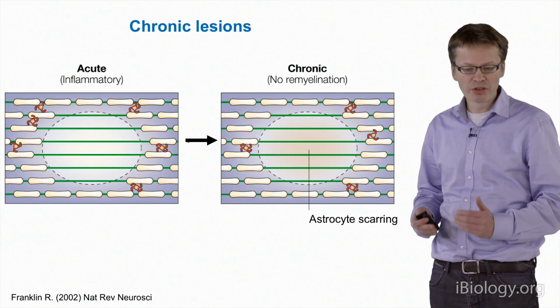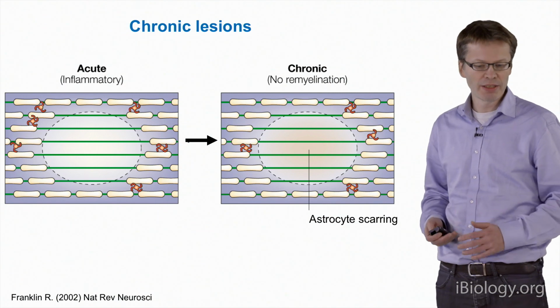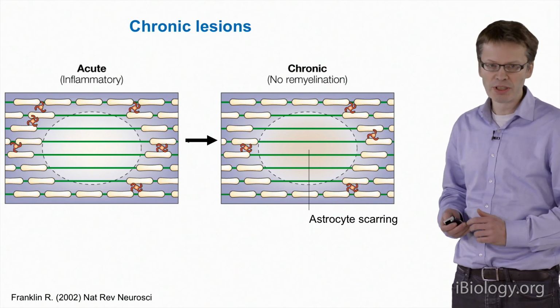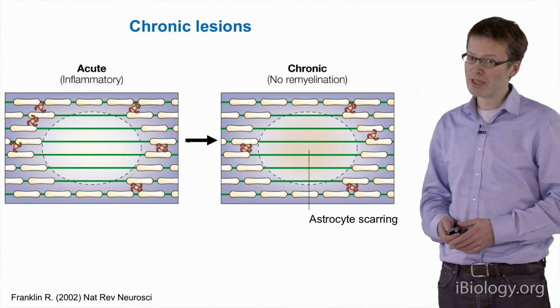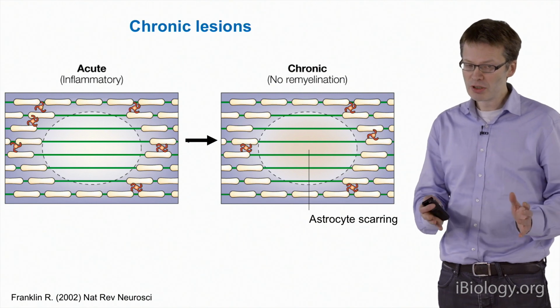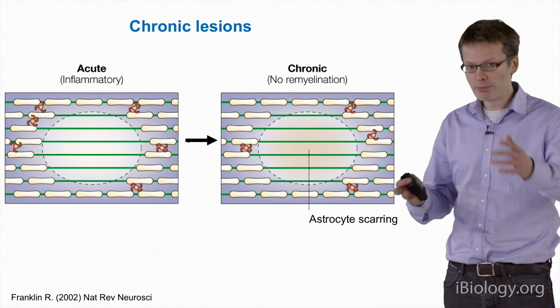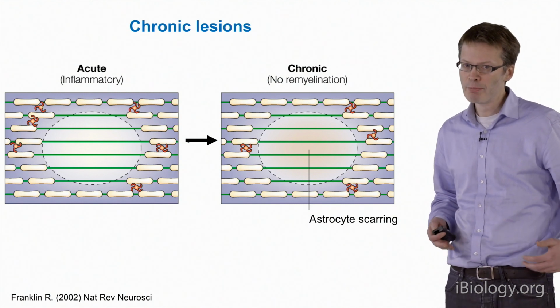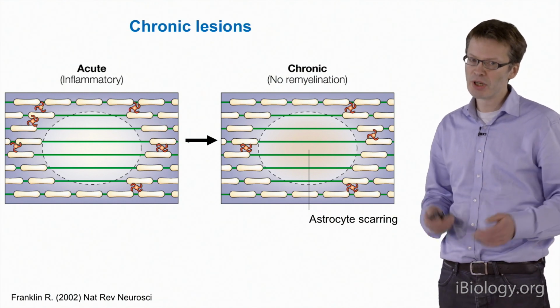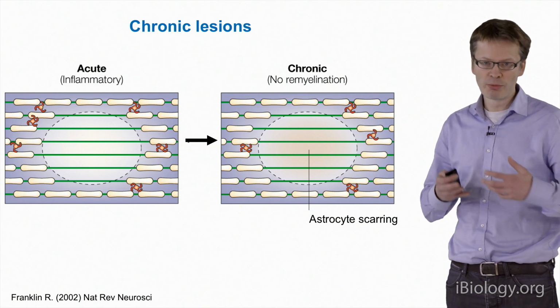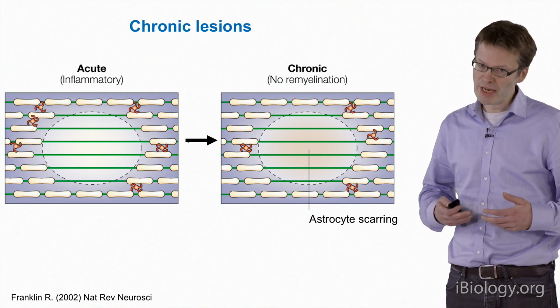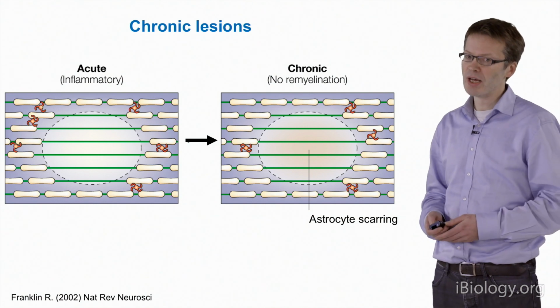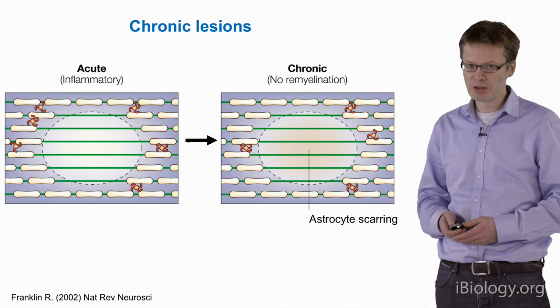Now, not all lesions are successful in remyelinating. So in fact, the minority only. The majority of lesions look like this. So you have a lesion, myelin has been removed, you have some oligodendrocyte precursor cells in the surrounding of the lesion. They have not made it into the lesion. Instead, you have now astrocytes that have formed a scar. There are also extracellular matrix components which have been deposited within the chronic lesion.